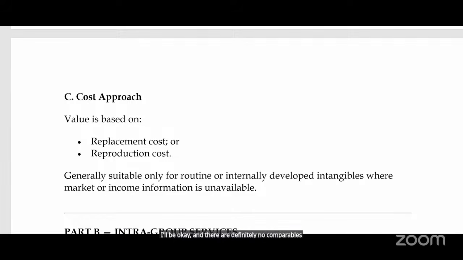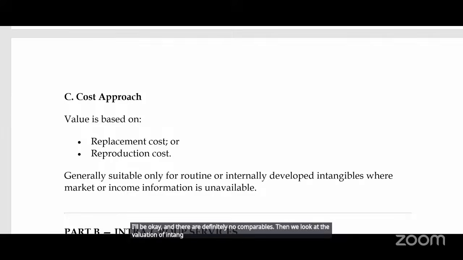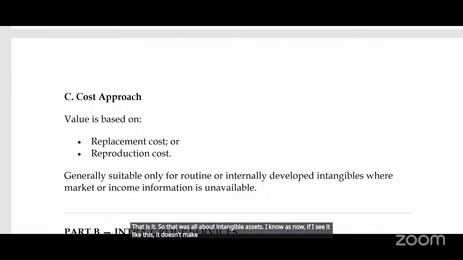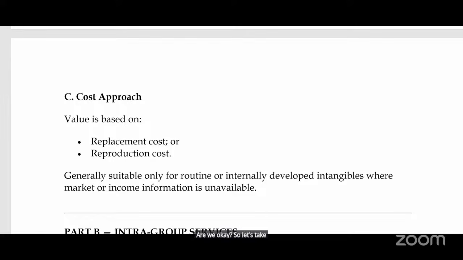And we looked at the valuation of intangible assets, and we said that we can use three main methods. We can use the market approach, the cost approach, and the income approach, discounted cash flow, which is the income approach. So that is it. That was all about intangible assets. I know as of now, if I say it like this, it doesn't make sense until we take an actual word question. Are we okay? So let's take an actual word question and let's see.